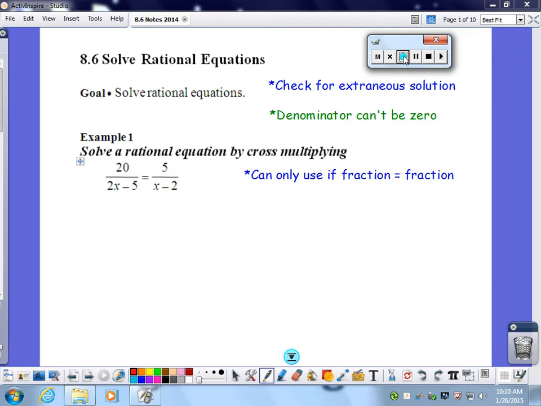Check for extraneous solutions. Remember, that's a solution that looks like it works perfectly fine, but when you go to put it back in, something is undefined. Keep in mind the denominators can't be 0, so we're going to look at that first. We're going to look at our domains first.